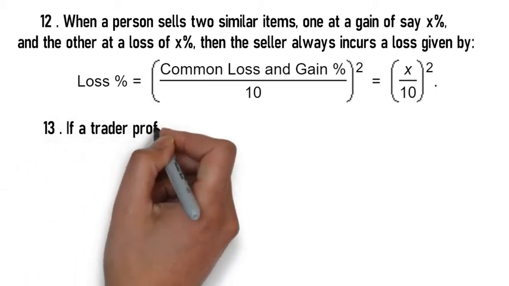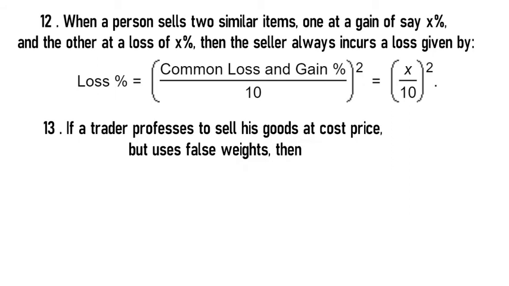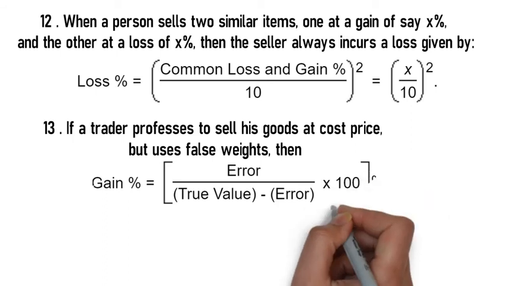If a trader professes to sell his goods at cost price, but uses false weights, then gain percent equals error by (true value minus error) into 100%.